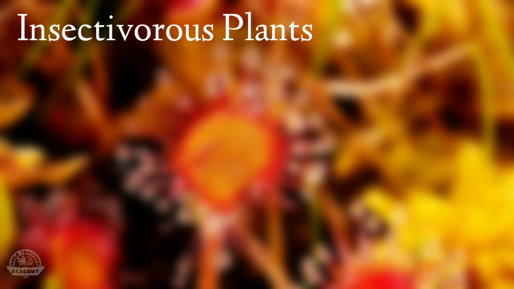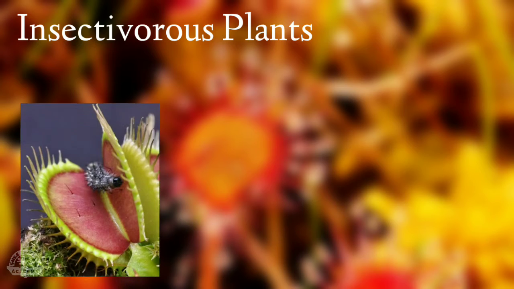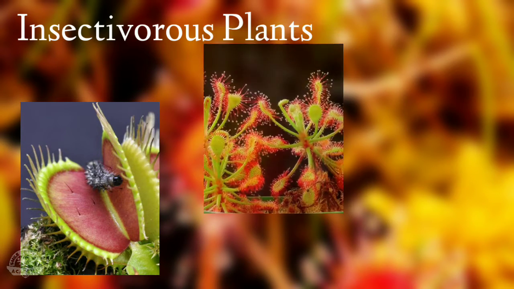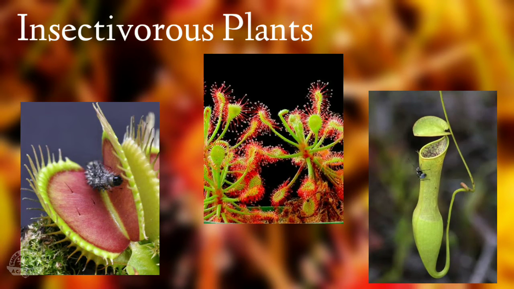Insectivorous plants. Some plants like Venus flytrap, sundew, and pitcher plant are carnivores. They eat insects, so they are called insectivorous plants. They have special leaves to trap insects.